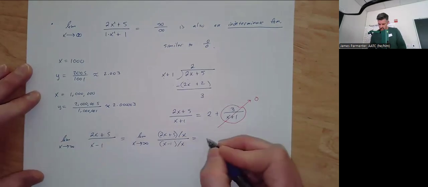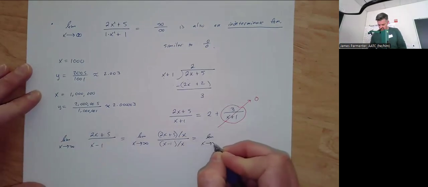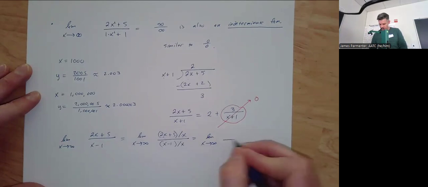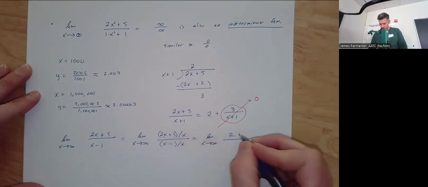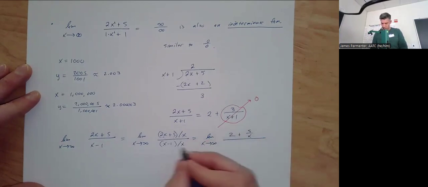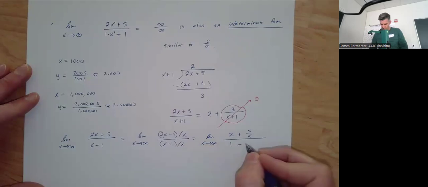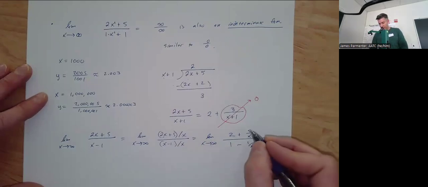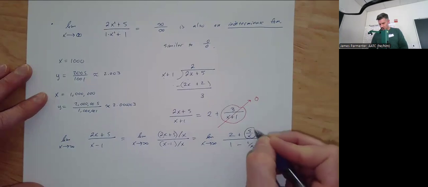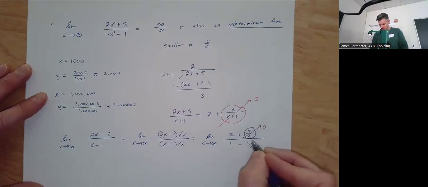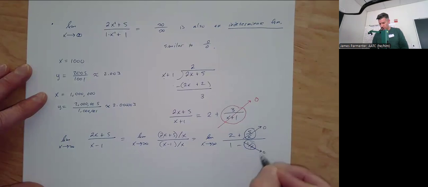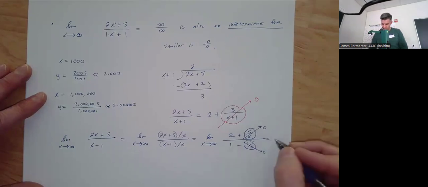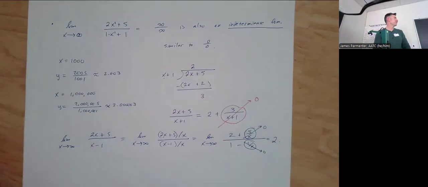But then we get the limit as x goes to infinity of 2x over x is 2, 5 over x, and the bottom: x over x is 1, 1 over x is what it is. And then as x gets really, really big, 5 divided by something big gets really small. 1 divided by something big gets really small. So we end up with 2 plus 0 over 1 minus 0, which is 2. So that's how you would show the work for a problem like this.